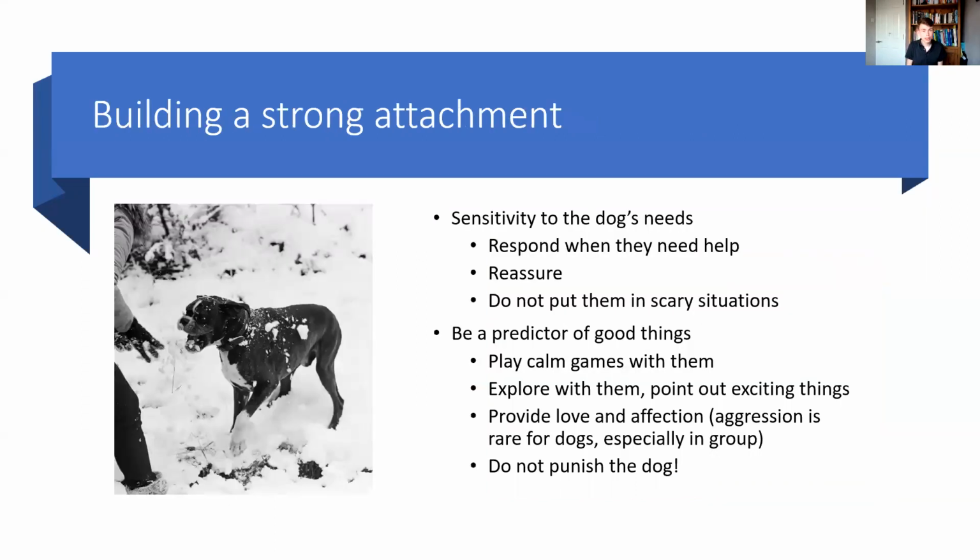So how do we build a strong attachment bond? So firstly, being really sensitive to your dog's needs. So responding when they need help and reassuring them if they're scared or if they're stressed out or if something bad has happened. So really picking up on those signals from your dog that they're stressed out or they're worried about something or they're feeling fearful. And also trying to avoid putting them in scary situations.